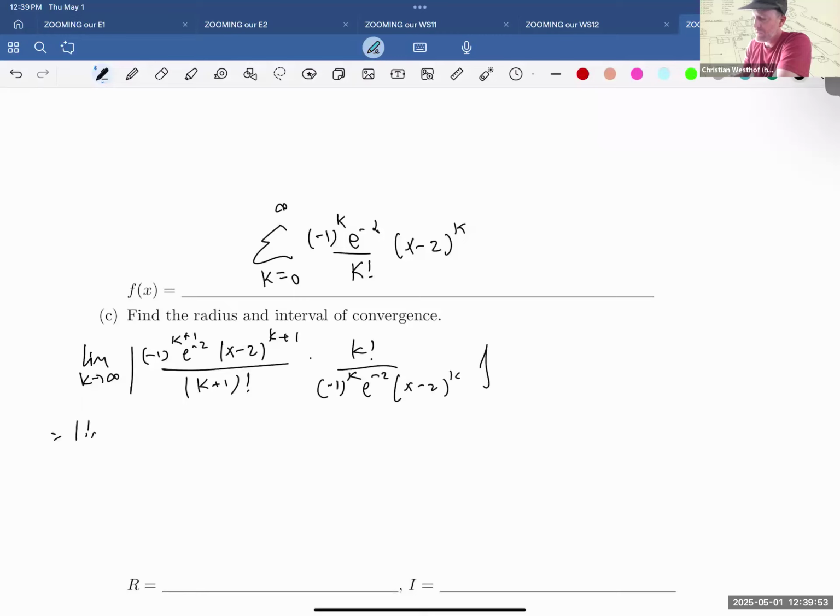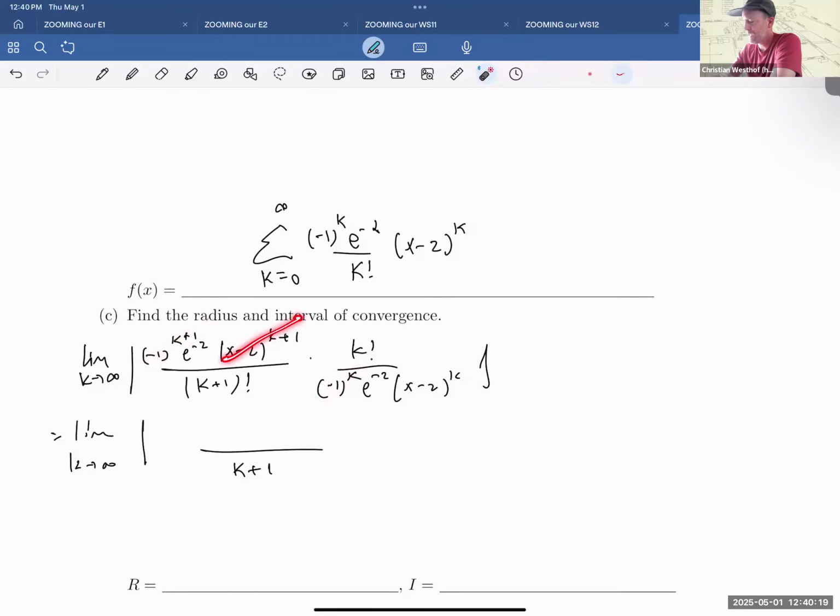All right, then simplify those things. Let's see, the negative things, negative 1 to the k plus 1 and negative 1 to the k, they're always 1 with the bars. K factorial over k plus 1 factorial gives us k plus 1. And the e to the negative 2's go away. So these are out. That's out. That's out. K plus 1 right there. This is out. That's out.